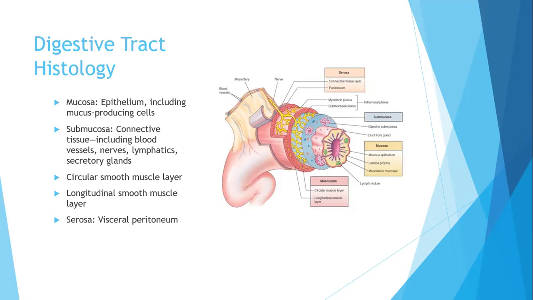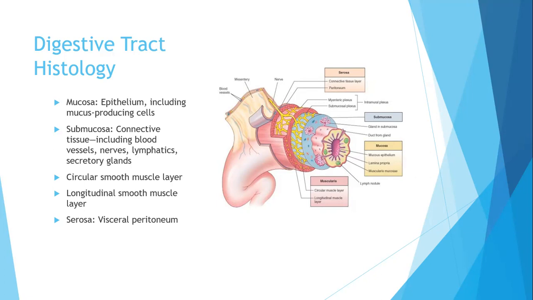So the outer layer is the visceral peritoneum or the serosa. And I didn't really talk about the submucosal layer, but it's all your connective tissue and blood vessels and lymphatics and whatnot. So that's where the nutrients are going to end up going, basically.